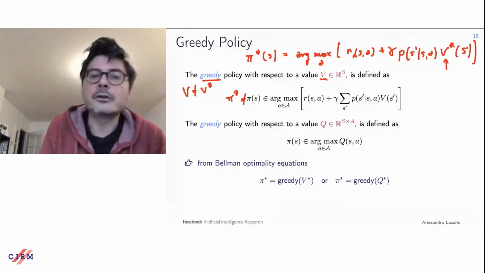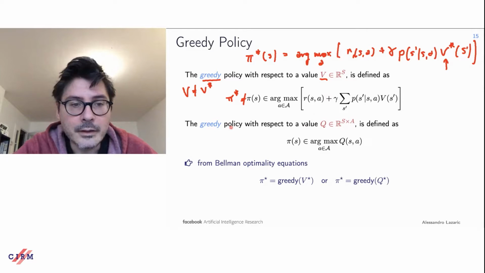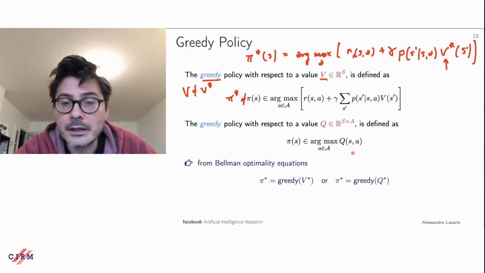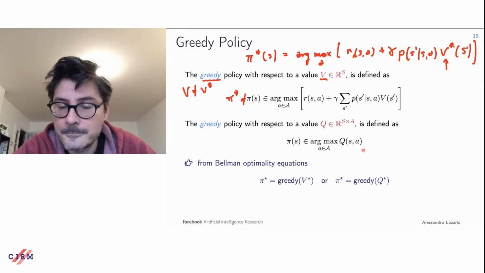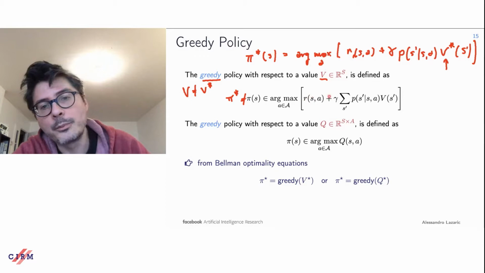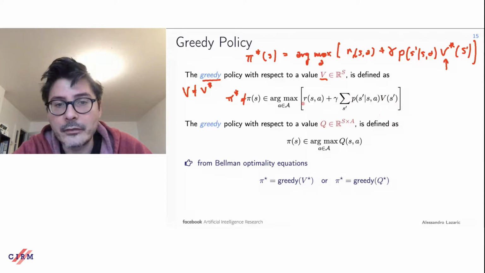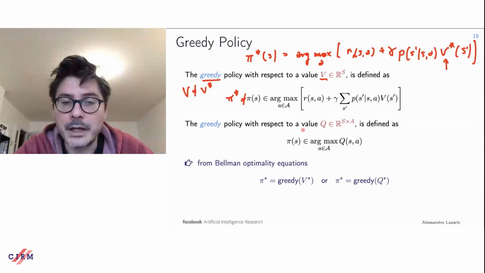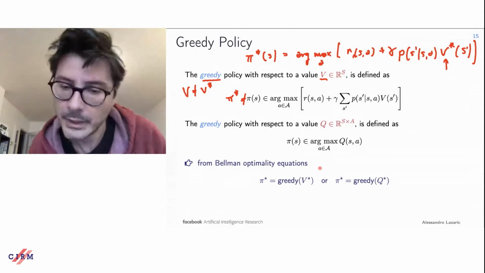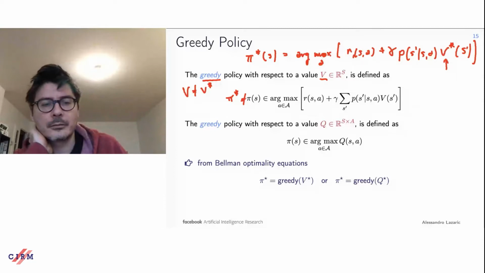Now, alternatively, I can say that the policy is greedy with respect to an action value function by just taking in state s the action a which maximizes q. This is a much more convenient expression because it doesn't need to compute this expected value of the next state and so on. Basically, the whole thing is already summarized in the action value function. And then the max is easier to compute. And again, we will see in practice that this is very important to make our algorithms more convenient. And again, from the Bellman optimality equations, pi star is greedy with respect to v star, or alternatively, greedy with respect to q star.